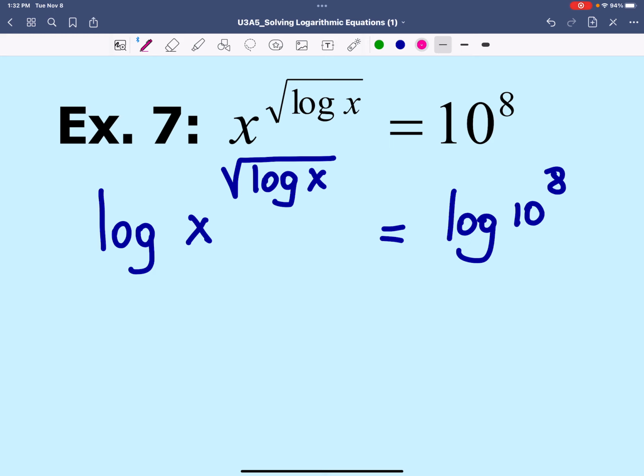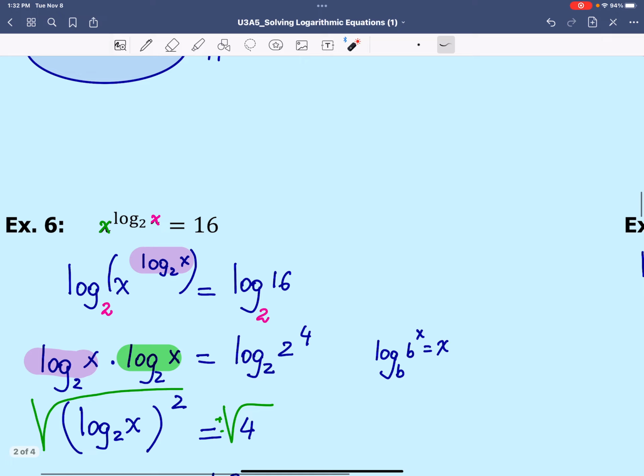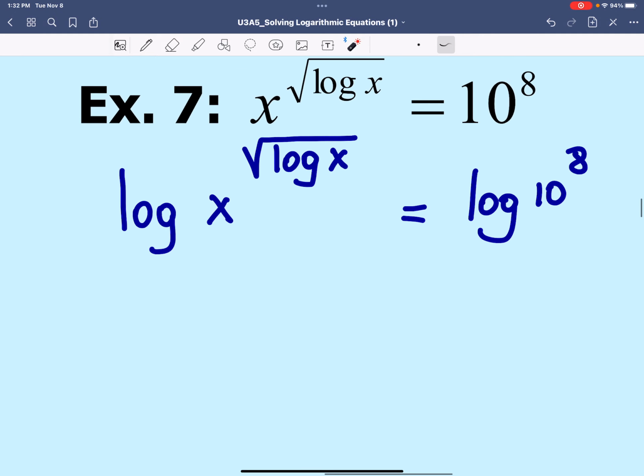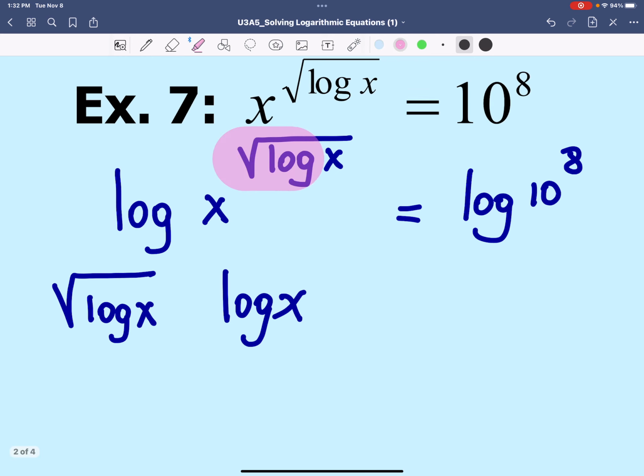Now, the base that I'd be most interested in keeping here is the base 10 because it simplifies this number very nicely, just like we did in the previous example when we took the base 2, right, so that we could get a nicer number on the other side. So in the next step, we are going to apply the power law of logarithms. So we're going to have the square root of log x multiplying log of x. So remember that, again, this exponent will become a coefficient, right?